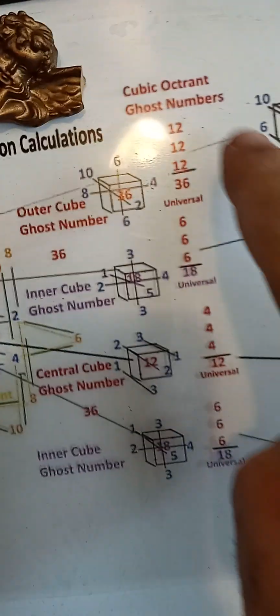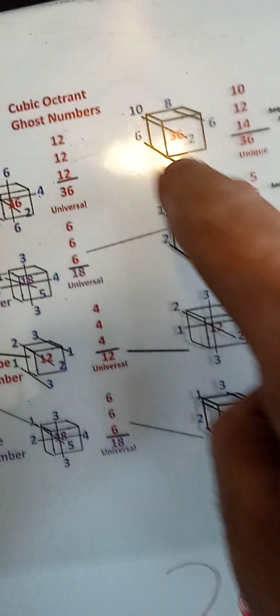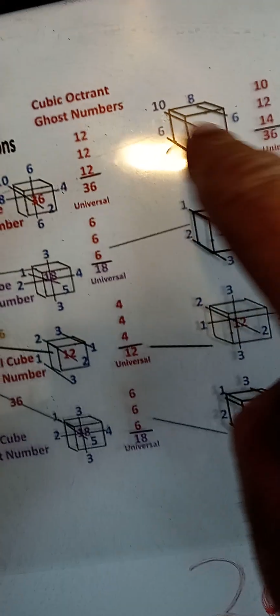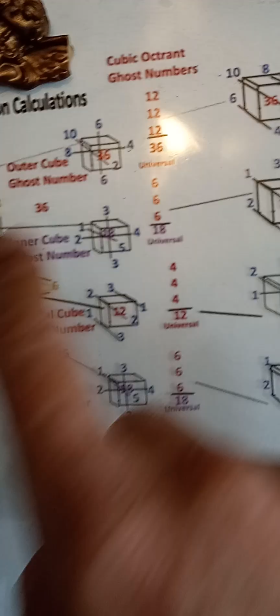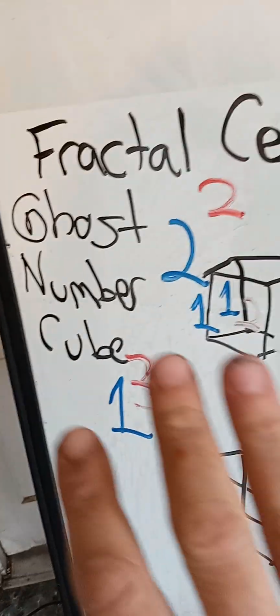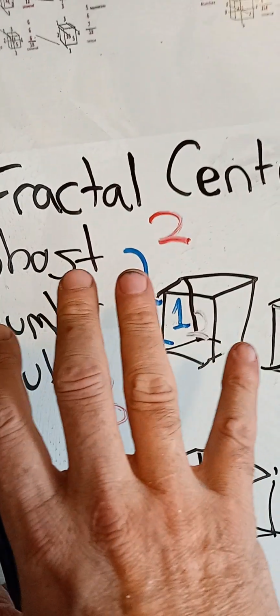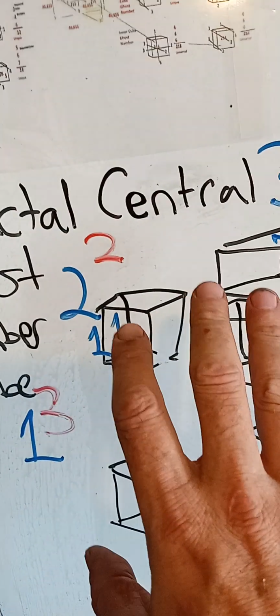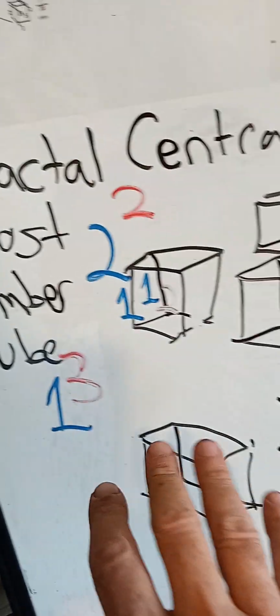This is the cubic octants. And this is if they were aligned crosswise. And this is a whole other thing. But this takes into account the whole cube, and including the central ghost number. I'm trying to marry that, or combine it, with the fractal central ghost number cube.